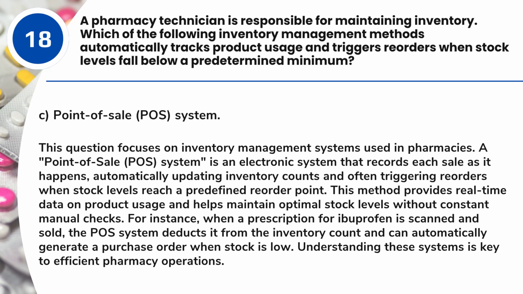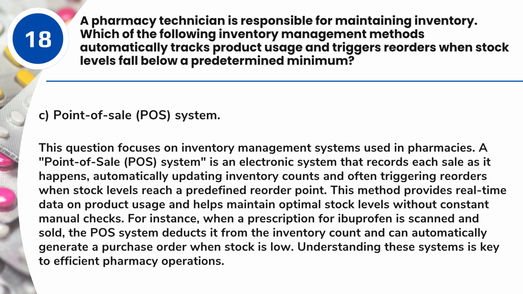Answer: C. Point of sale (POS) system. This question focuses on inventory management systems used in pharmacies. A point of sale (POS) system is an electronic system that records each sale as it happens, automatically updating inventory counts and often triggering reorders when stock levels reach a predefined reorder point. This method provides real-time data on product usage and helps maintain optimal stock levels without constant manual checks.